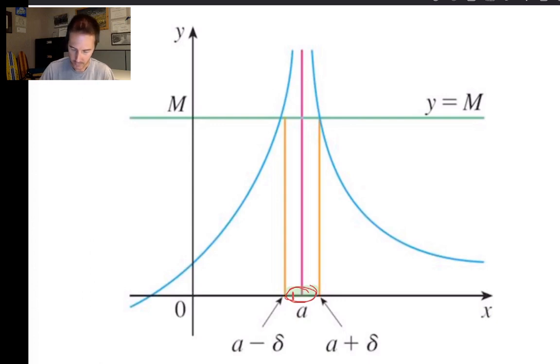I don't have a straight edge, so this is going to be kind of a wobbly line. But if we take that x value and we follow it up here, we end up at a point on our curve that has a y value greater than m. So that's what's going to happen. We're going to be given an m value, and our goal is to surpass that m value by constraining our x values around a.